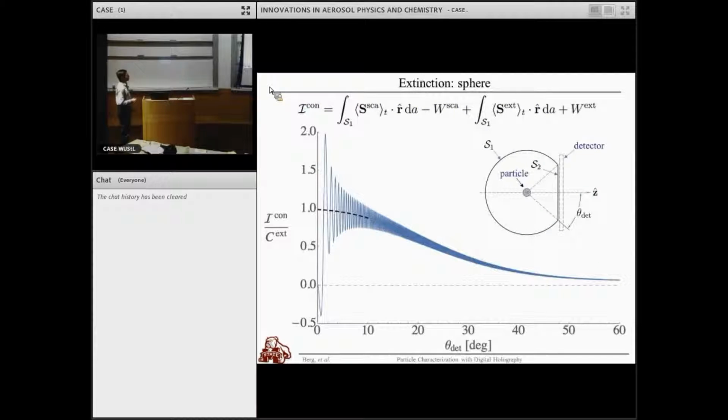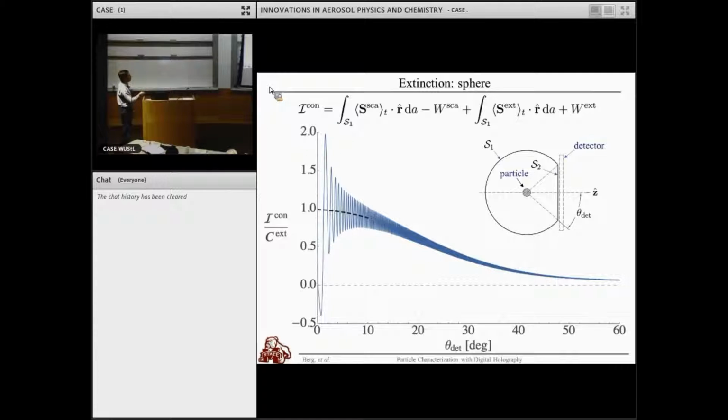And then if I calculate this difference quantity, this icon that we were just talking about, as I vary the size of this S2 according to theta detector, I'm going to get a curve that oscillates wildly. Okay? What I'm plotting here is not just I contrast, but it's I contrast divided by the extinction cross-section of the particle, which I know because I'm in simulation world here, right?